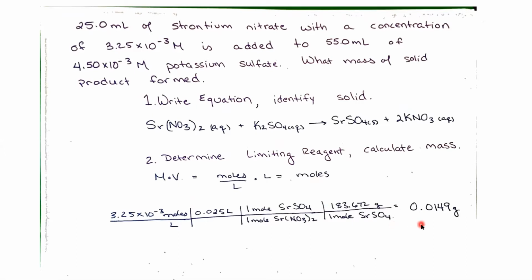I go through and do the math on that, and I come out to 0.0149. So if all of my strontium nitrate reacts, that is the most strontium sulfate I can make. What I don't know is how much I can make if all of my potassium sulfate reacts. And I need to figure that out because I have enough information to do so. So I don't know that this is the limiting reagent just yet.